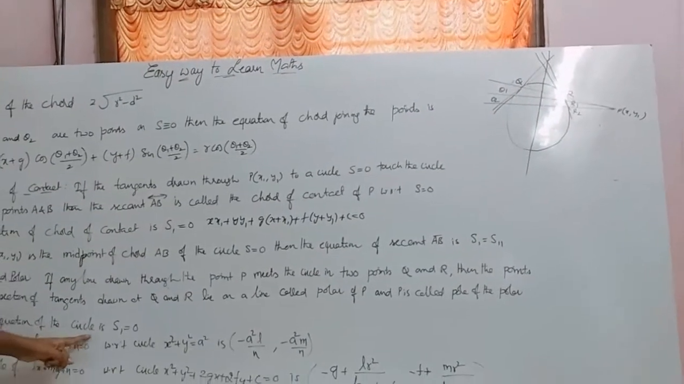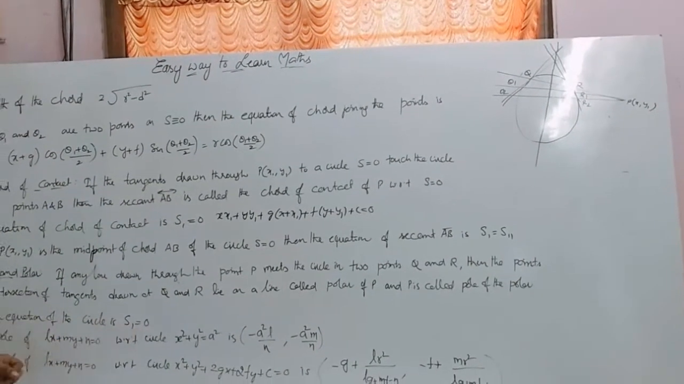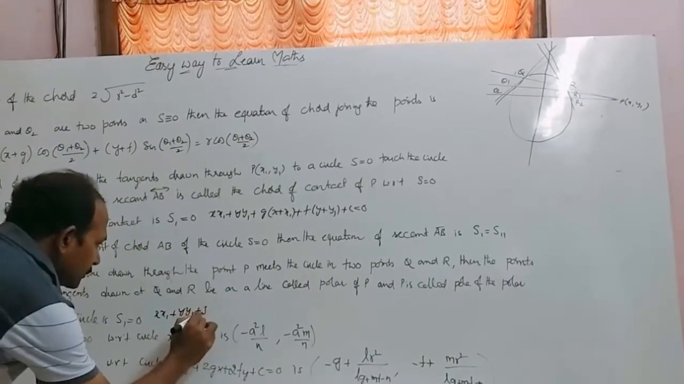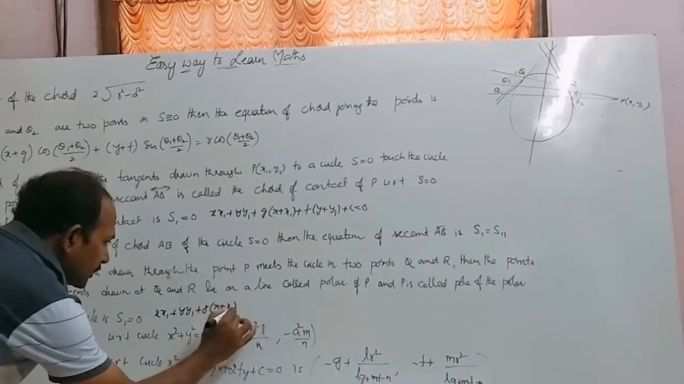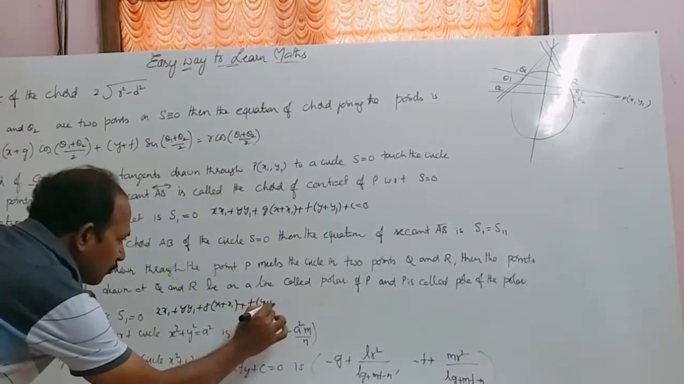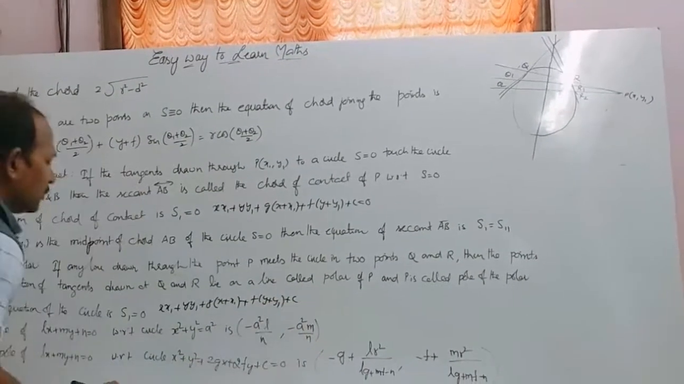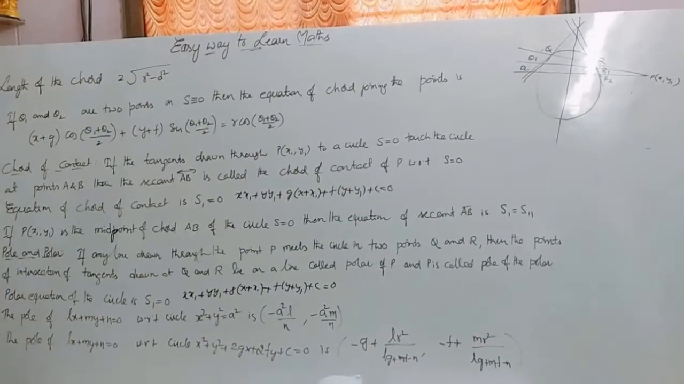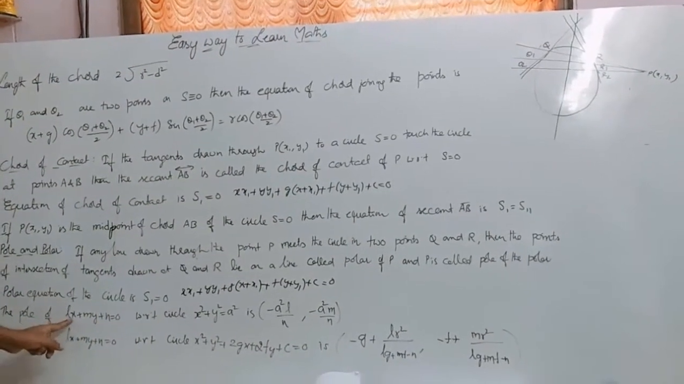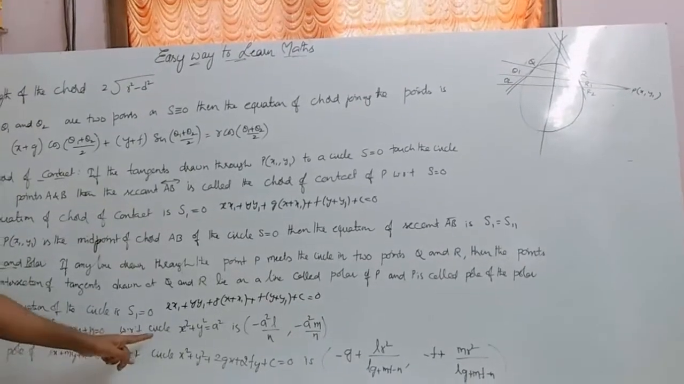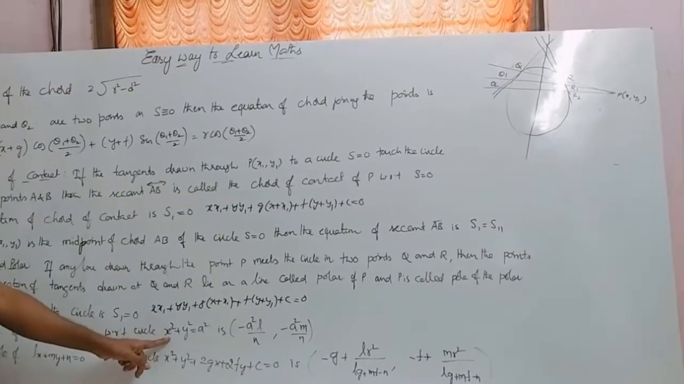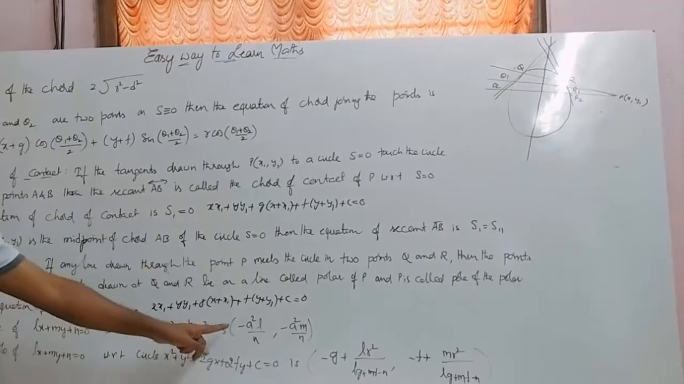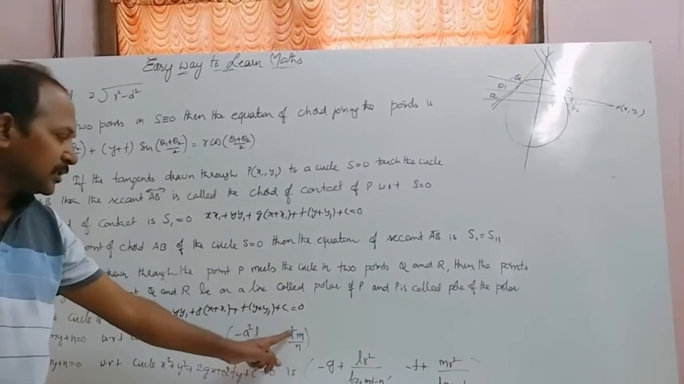Now, the polar equation of the circle is again S1 equals 0, where S1 is xx1 plus yy1 plus g into x plus x1 plus f into y plus y1 plus c, which is S1 equal to 0. And again, the pole of the line lx plus my plus n equal to 0 with respect to this circle, x minus 0 whole square plus y minus 0 whole square is equal to a square, is minus a square l by n, minus a square m by n.